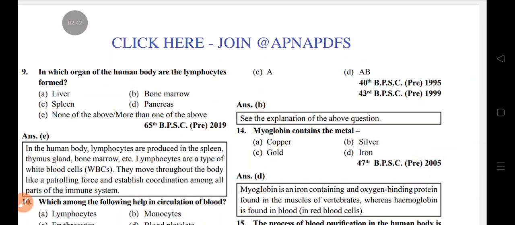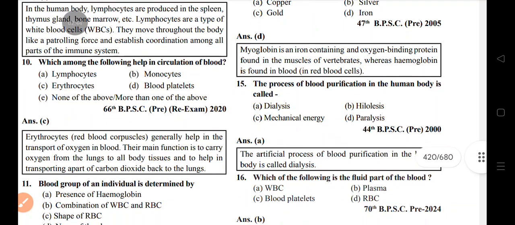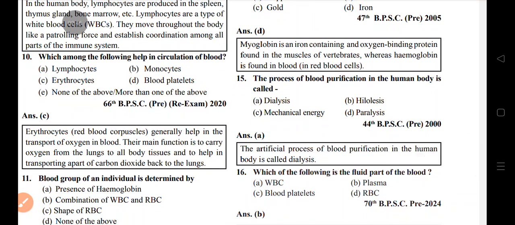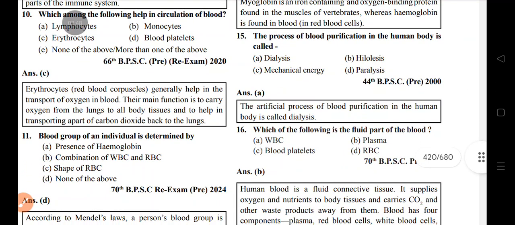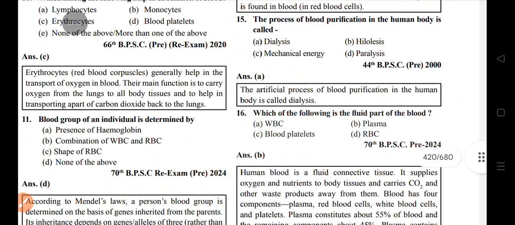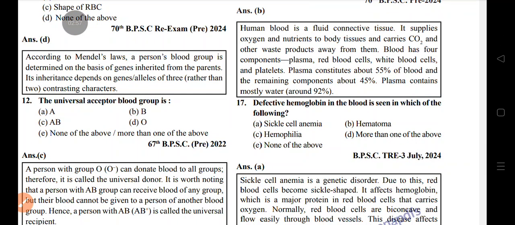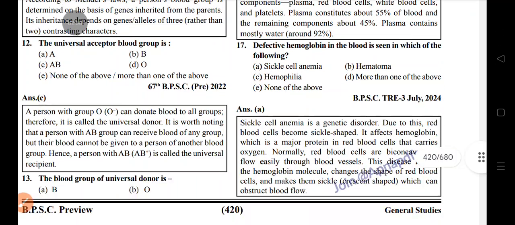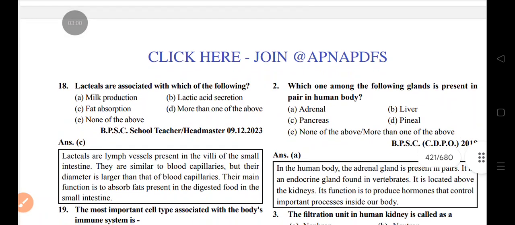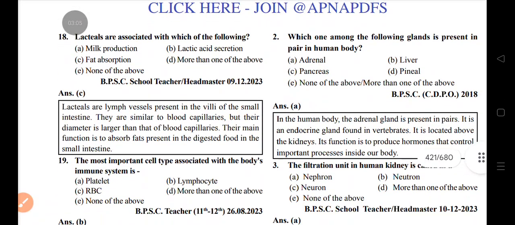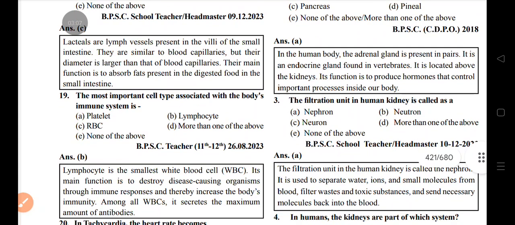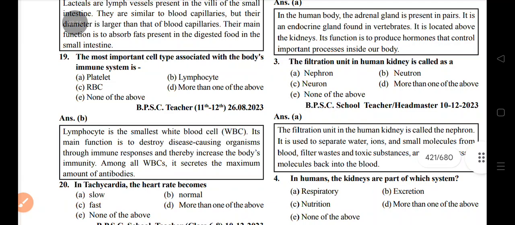Myoglobin contains the metal iron. The process of blood purification in human body is called dialysis. Which of the following is the fluid part of the blood? Plasma. Defective hemoglobin in the blood is seen in which of the following? Sickle cell anemia. Lacteals are associated with which of the following? Fat absorption. The most important cell type associated with the body immune system is lymphocyte.